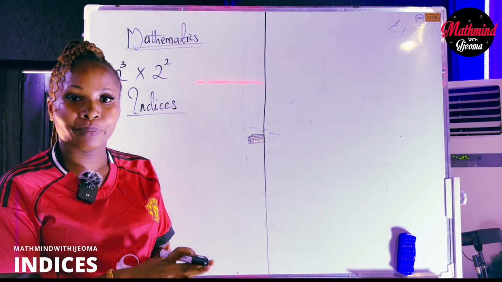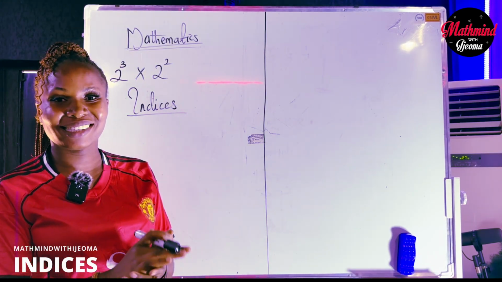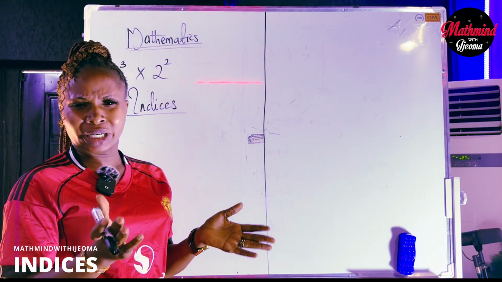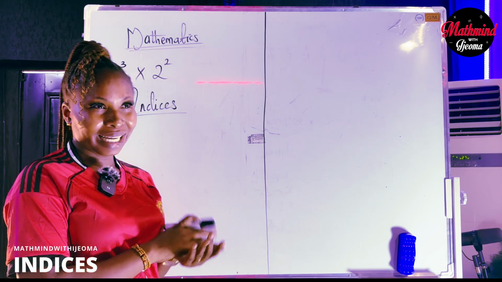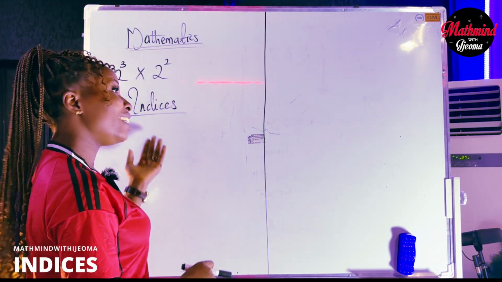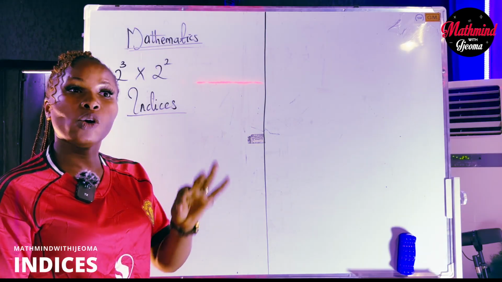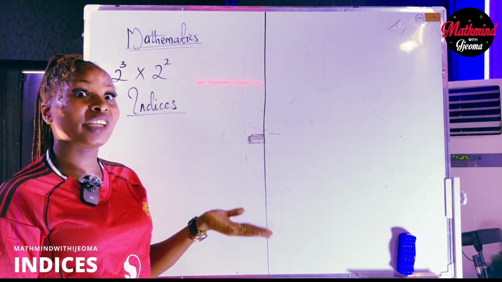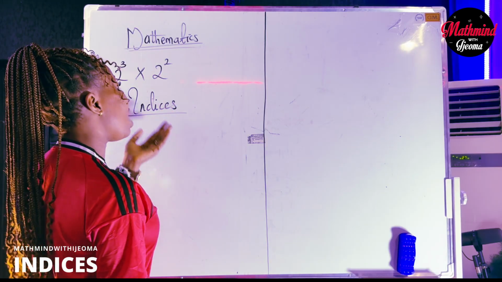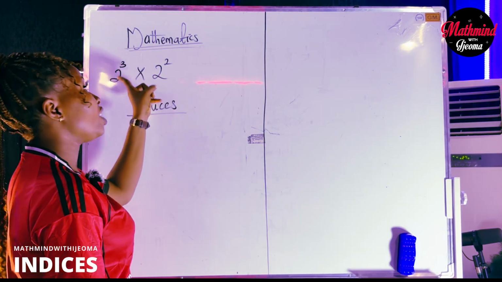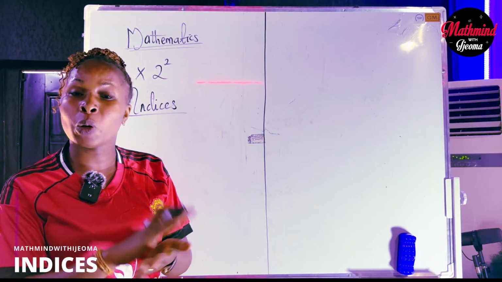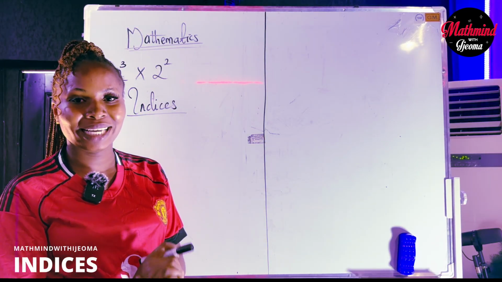Indices, as the name implies, means power, exponent. And somebody will be wondering what index is. Index is the singular and indices is the plural. When you have just one power, like 2 raised to power 3, that means you have an index number. But if you have such a number, 2 raised to power 3 times 2 raised to power 2, the powers are now more than 1. So it's called indices.